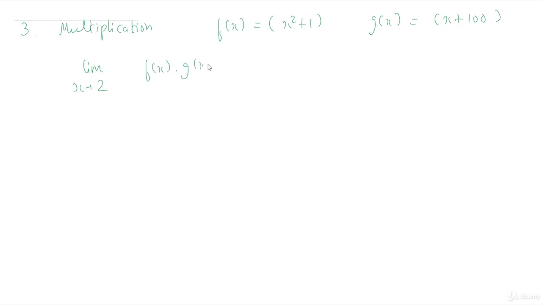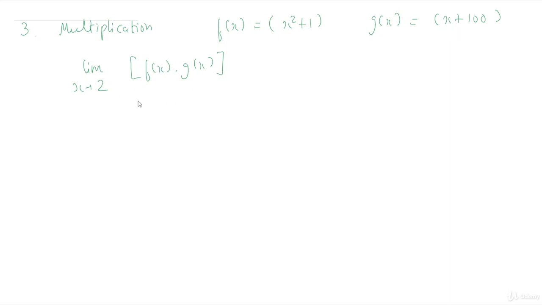Similarly, we can have multiplication. This is the multiplication, and let's say f of x is equal to x square plus 1 and g of x is equal to x plus 100. It's some random function I'm taking. We have to evaluate limit x approaches 2 f of x multiplied by g of x. This is the function on which we have to evaluate the limit, f of x into g of x. Now we first check that limit x approaches 2 f of x exists and limit x approaches 2 g of x also exists.